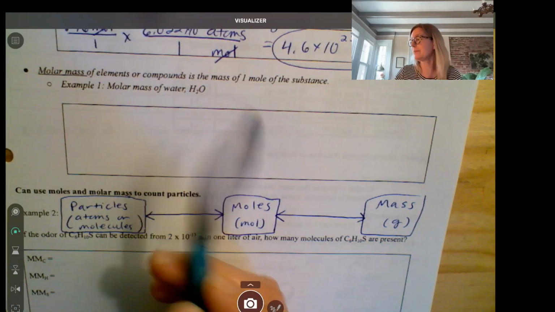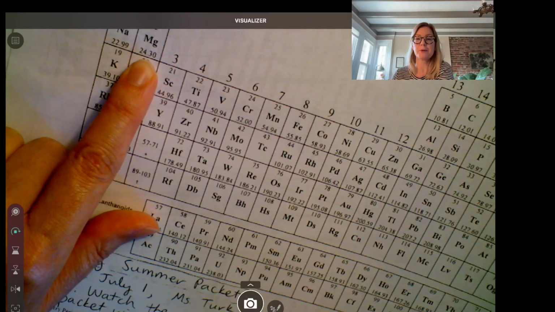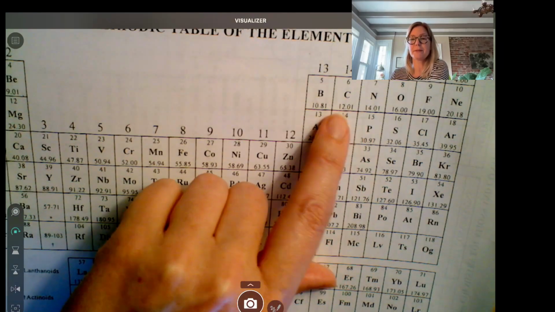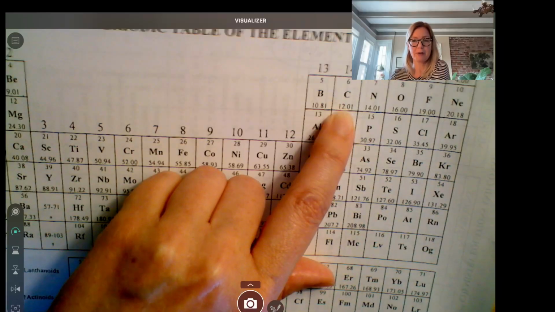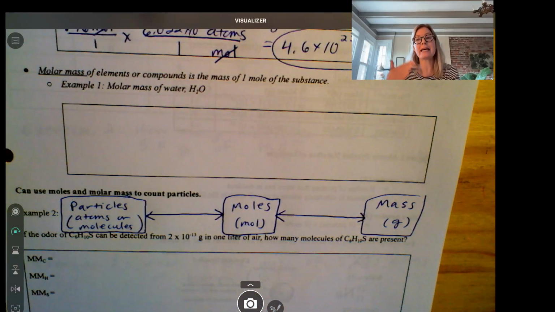So if we wanted to find the molar mass of magnesium, it's 24.30 grams per mole. If we wanted to find the molar mass of carbon, it's 12.01 grams per mole. It's right there. If we wanted to find the molar mass of a compound, we need to add up all the individual masses of the atoms.